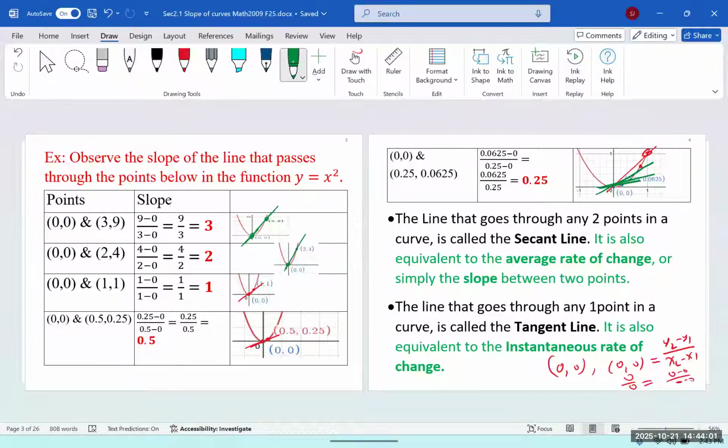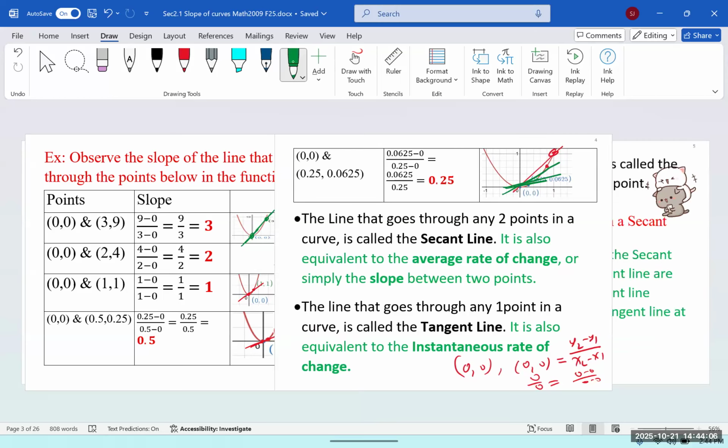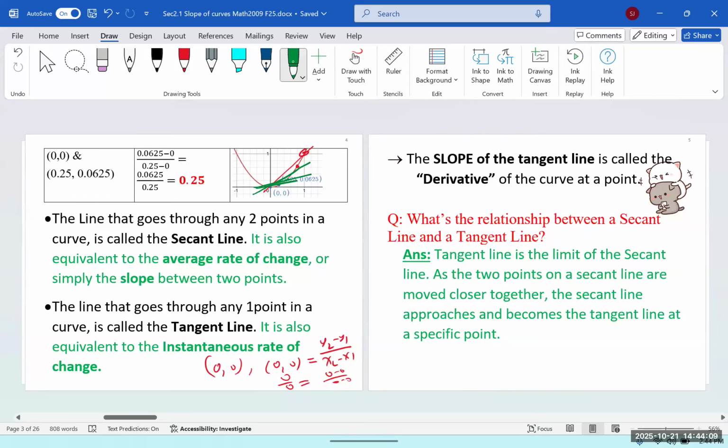Okay? So what's the definition? I don't have the definition yet. Before going to the definition, let me tell you the relationship between secant and tangent line. Why am I talking about secant and tangent line? Well, that's because they have a connection. The tangent line gives us the derivative, which is the slope of the curve at one point.